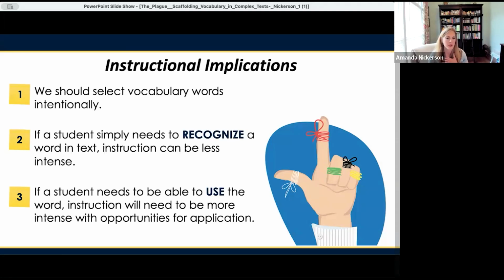And then we are going to utilize all of these different strategies in this presentation to make sure that we give them opportunities for application.